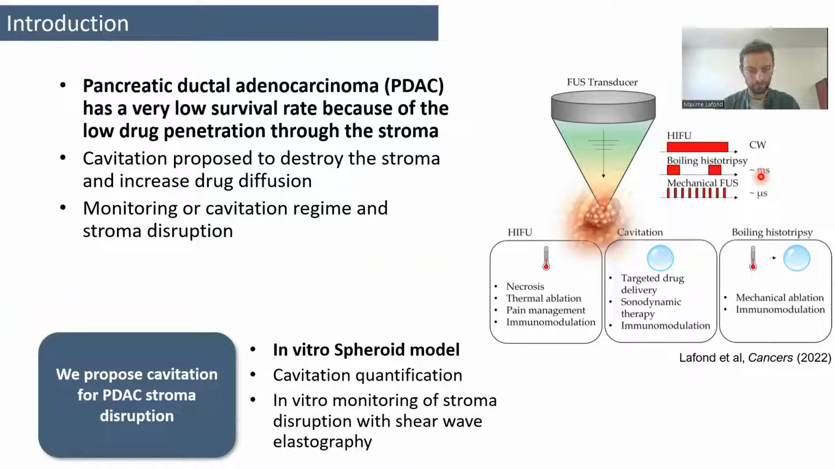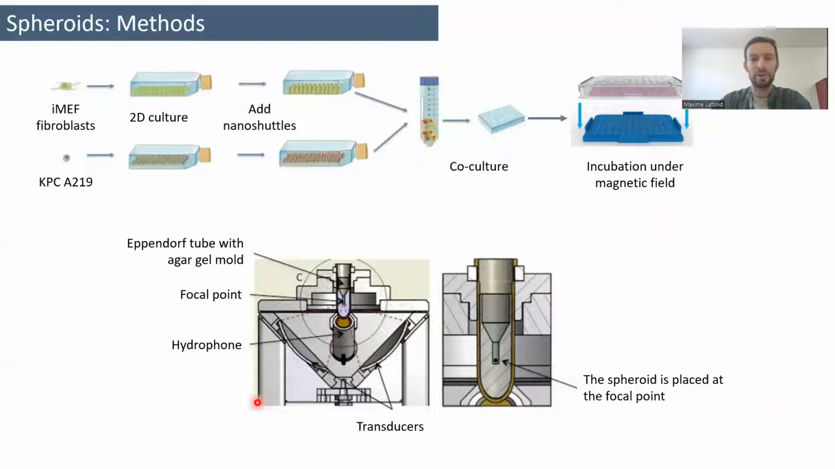the stroma. Notably, in this presentation, I will spend time on 3 points: the development of an in vitro spheroid model allowing large parametric studies, the quantification of cavitation to allow reproducibility between systems and labs, and finally, the monitoring of the stroma disruption using shear wave elastography. So first, this is how we do our spheroids.